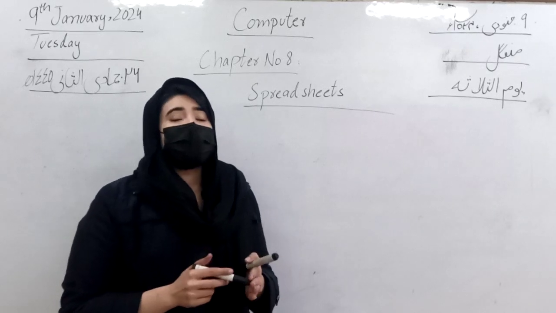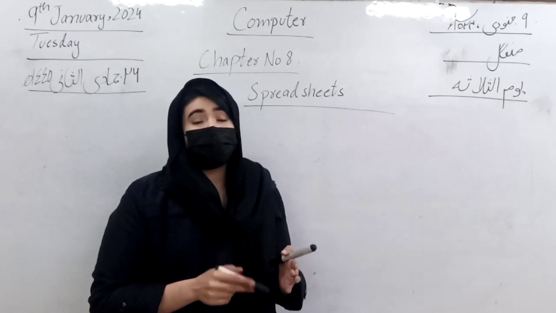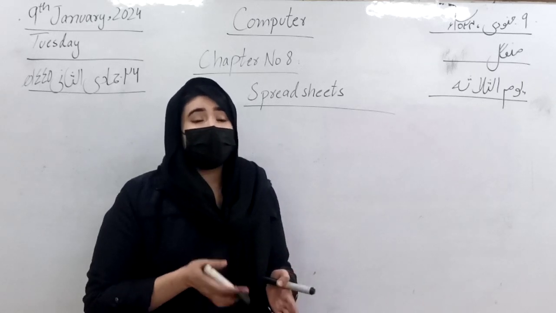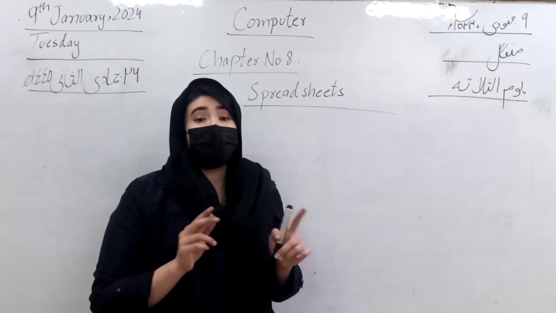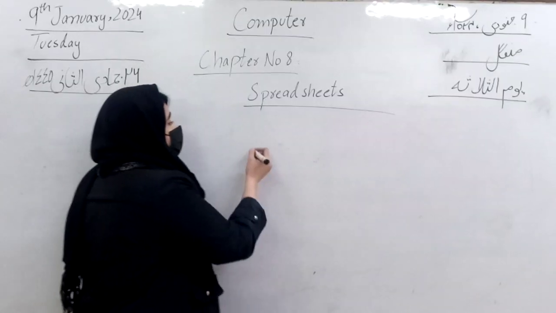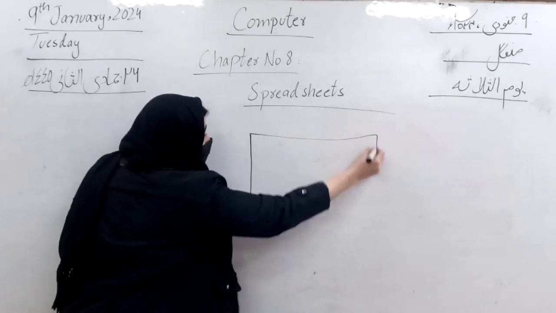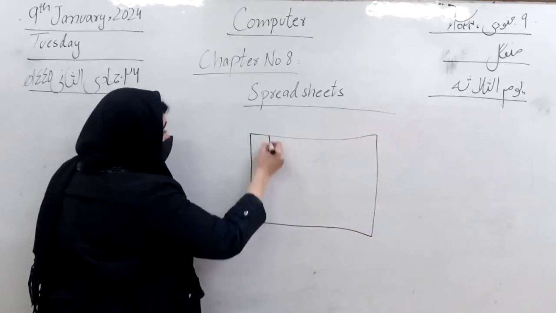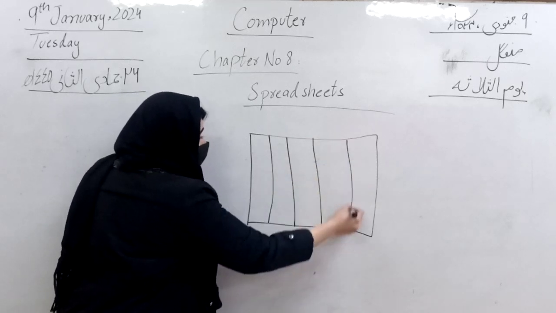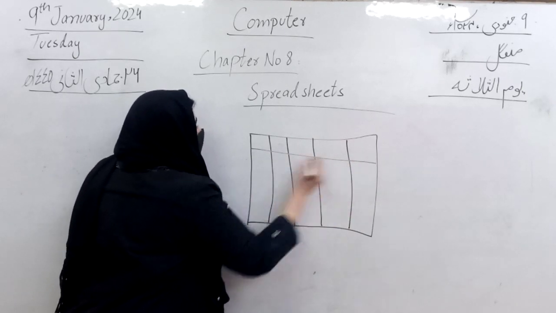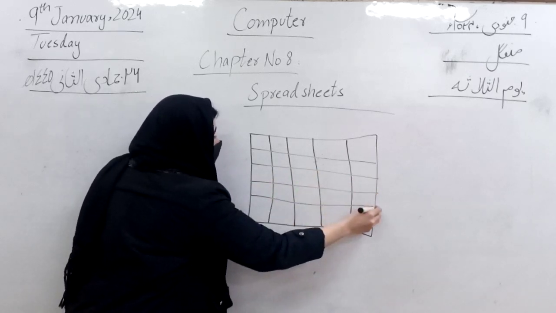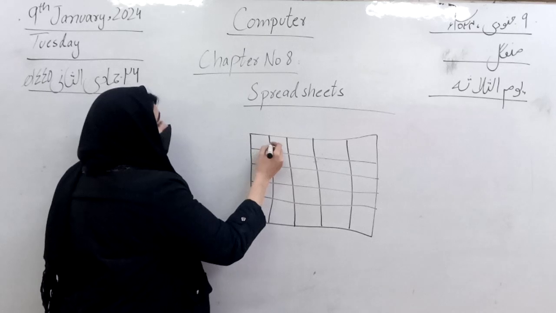Okay class, a spreadsheet is made in Microsoft Excel, and the worksheet on which we do our work is made of grids, and a grid is a combination of rows and columns which look like that. These are based on some rows and some columns.